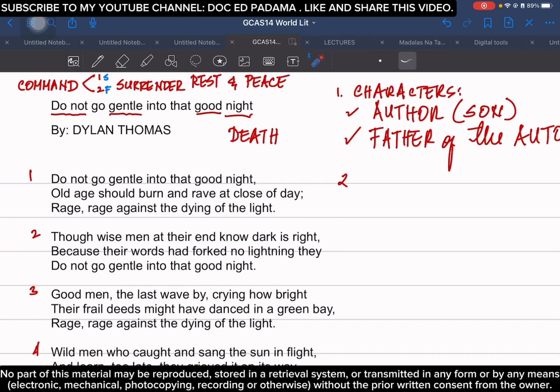So the rest will be discussed stanza per stanza on how Dylan Thomas, the son, convinced his father not to give in to death.